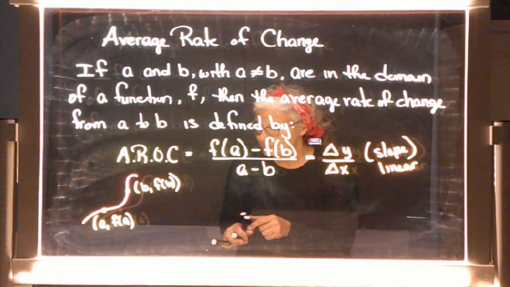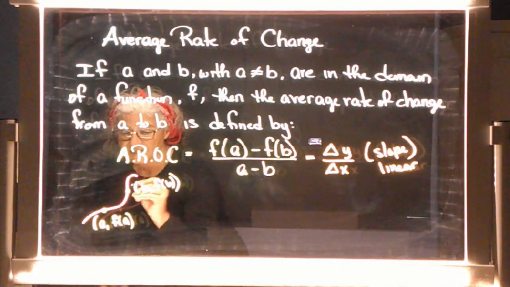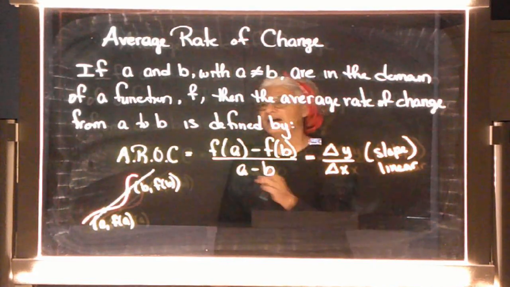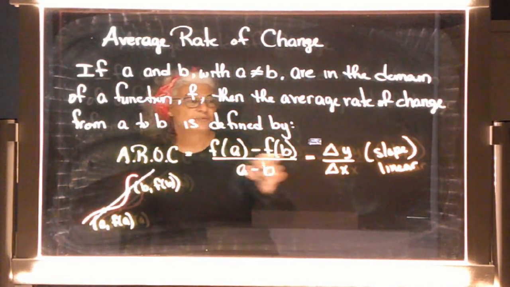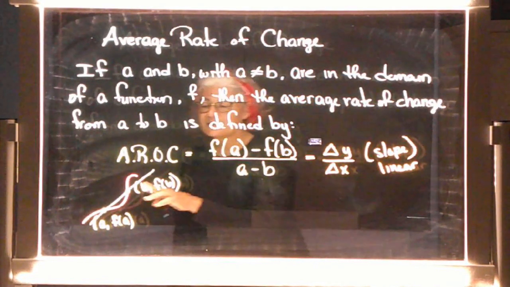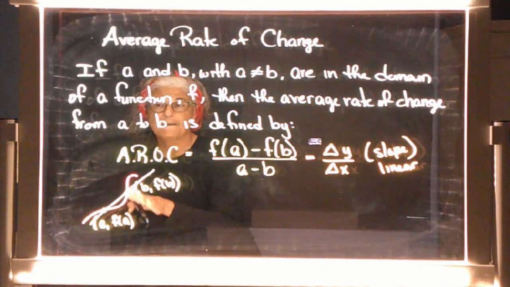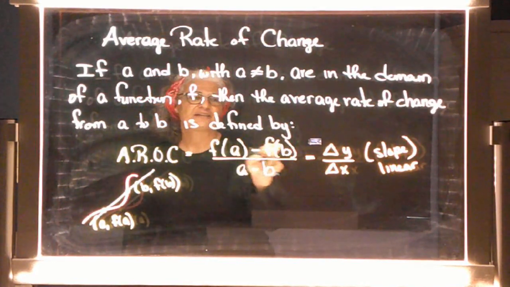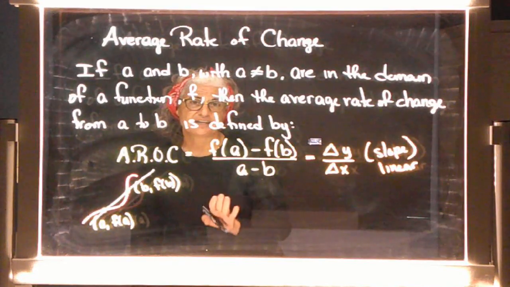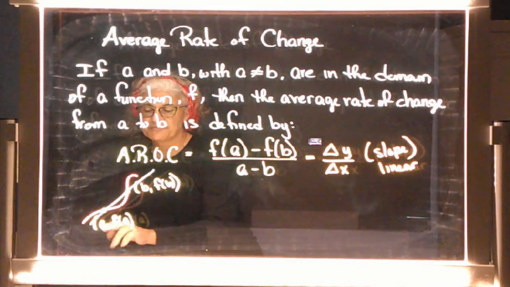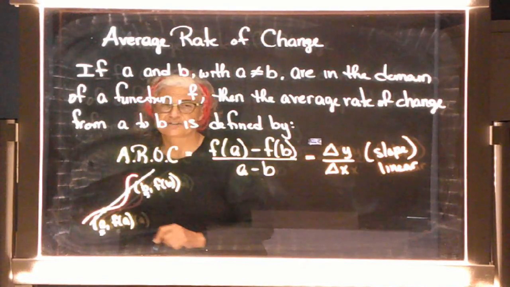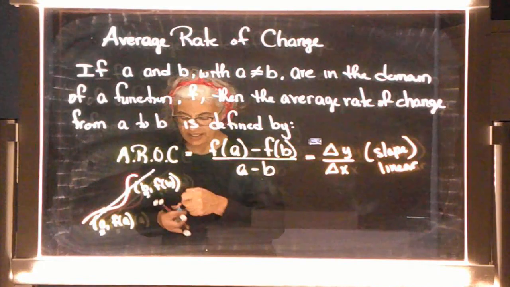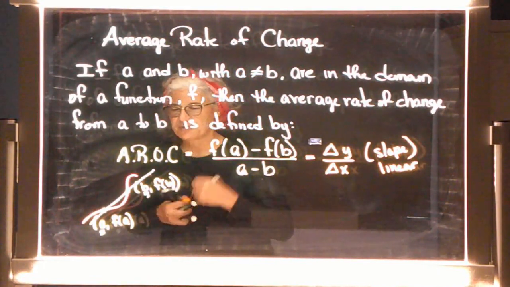Now, when we draw the line between the 2 points, we now have something linear that we can find the slope of. We have created this line by choosing the A and the B, plugging them in to find the y values that go with it. And now I can find the average rate of change from this x value to this x value. Cool?